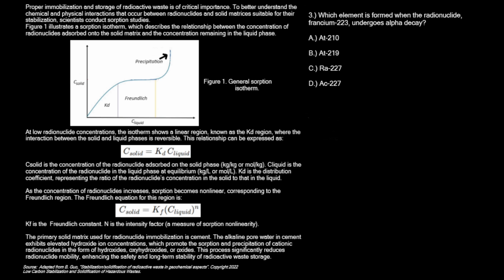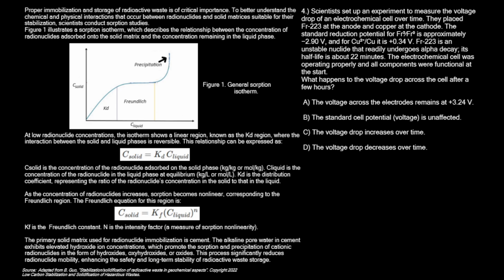Which element is formed when the radionuclide francium-223 undergoes alpha decay? And the options are listed. Question number 4. Scientists set up an experiment to measure the voltage drop of an electrochemical cell over time. They placed francium-223 at the anode and copper at the cathode. The standard reduction potential for francium is approximately minus 2.90 volts, and for copper, it is positive 0.34 volts.